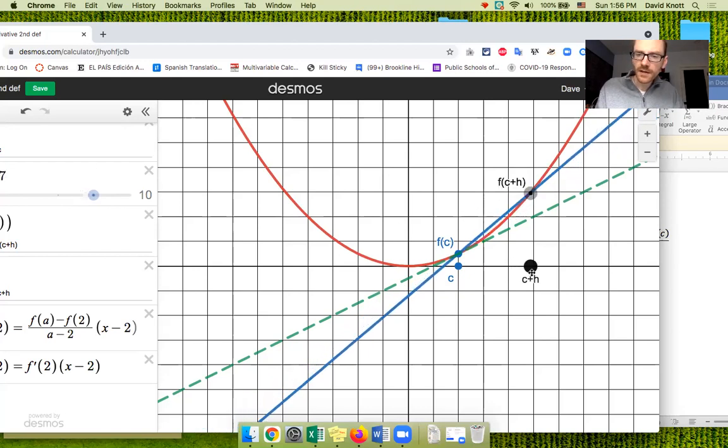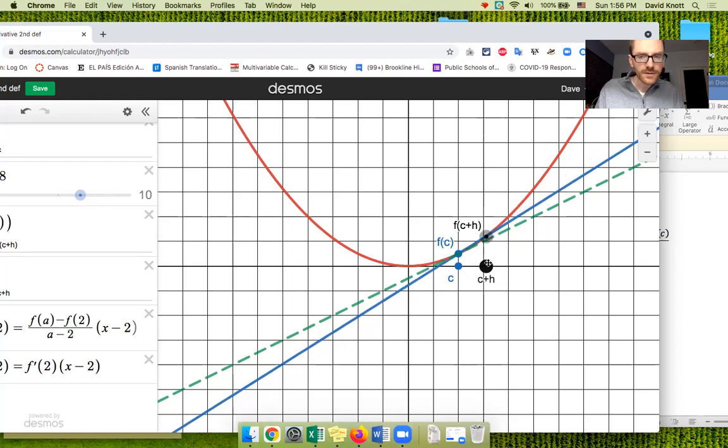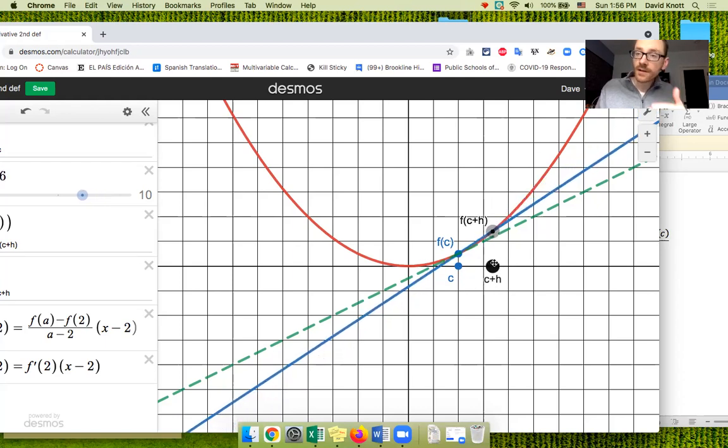Remember that H is that little amount that we're adding to C to land over here. Actually, H is the distance between these 2 points. If you notice that, right? If you're starting at C and then you go to C plus H, then H is the distance between those 2 points. Does that make sense? So as I bring this point closer and closer to C, what is happening to H? H is getting smaller and smaller, right? I mean, H is the distance between these 2 points, and that distance is getting smaller. So H is getting smaller and smaller.